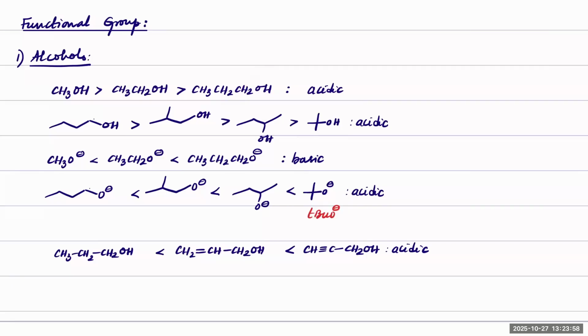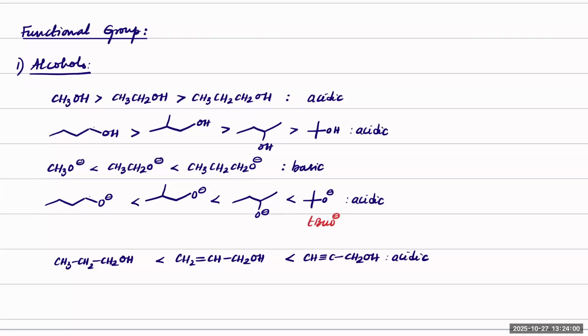Next, check out, this is propanol. Then we have isobutanol and secondary butanol, and therefore tertiary butyl alcohol. So all of these again, if you notice, they will be decreasing their acidic character from left to right because of more plus I effect.